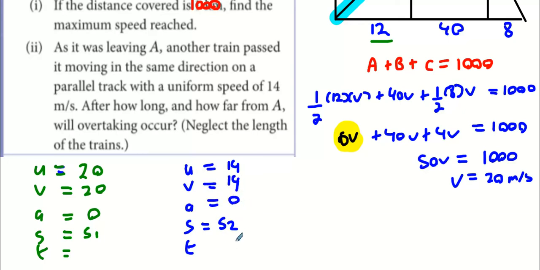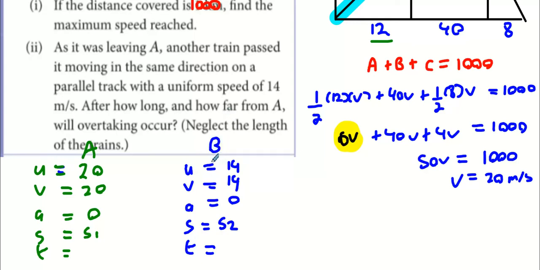That's S2, not 52, by the way. All right. What you're going to be able to tell me is which one has to gain the ground? Which one's going to gain the ground? Which one's catching which? The green train, or train A, is going to catch the blue train, train B.